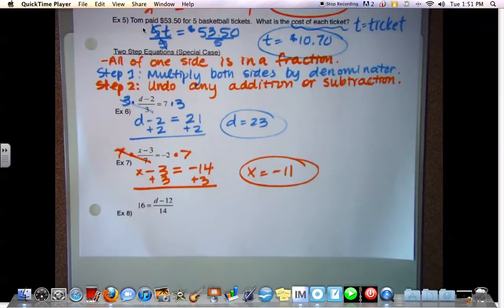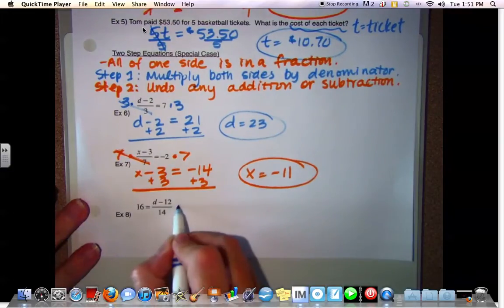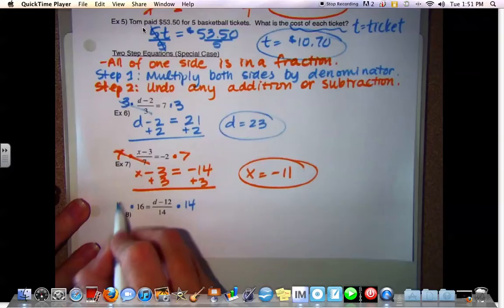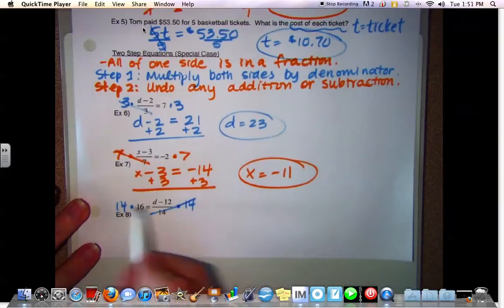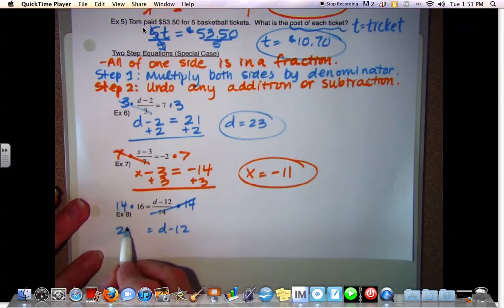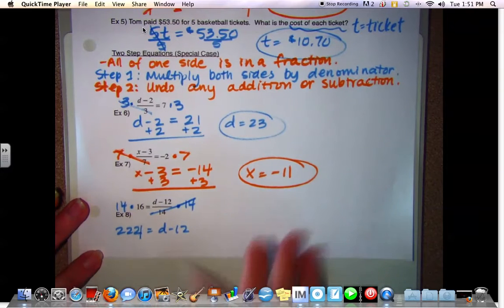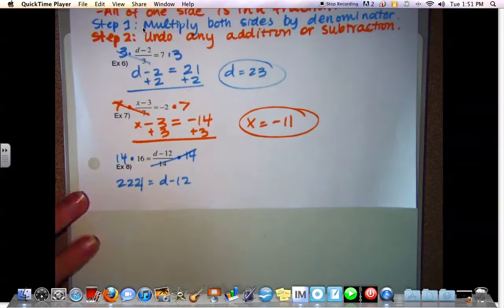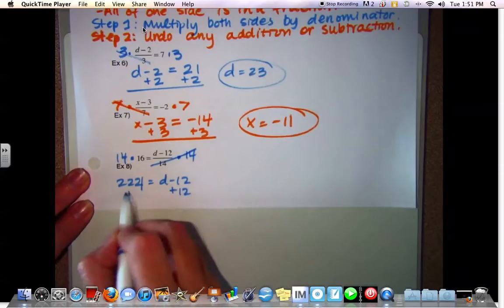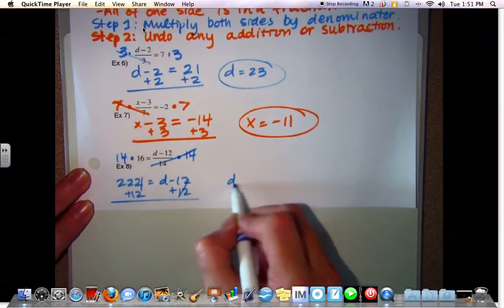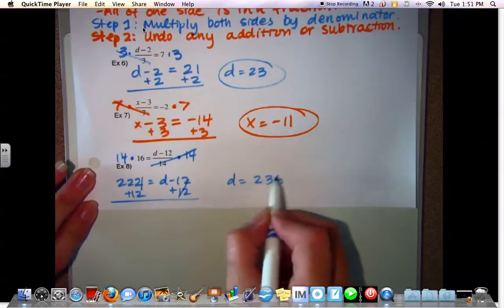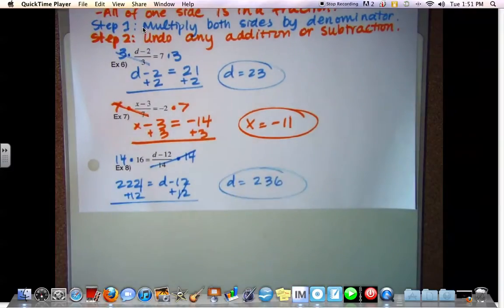All right, example 8. What are we going to do to both sides? Multiply both sides by 14. That equals 224. And then you would add 12 to both sides. And then it would be d equals 236. Very nice. Questions? How can you tell the difference between each one?